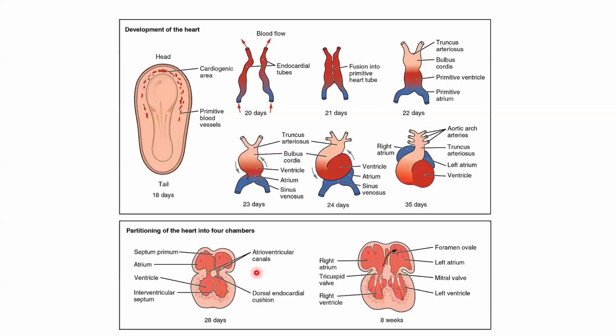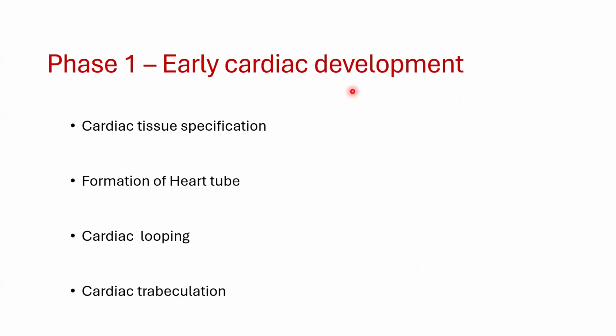So we'll go back to the diagram again, okay? And the specific timelines as indicated, so that by the time that we get to day 23, we have a primitive tube that is formed and begins to pump blood around. So we've set the foundation for the actual early cardiac development.